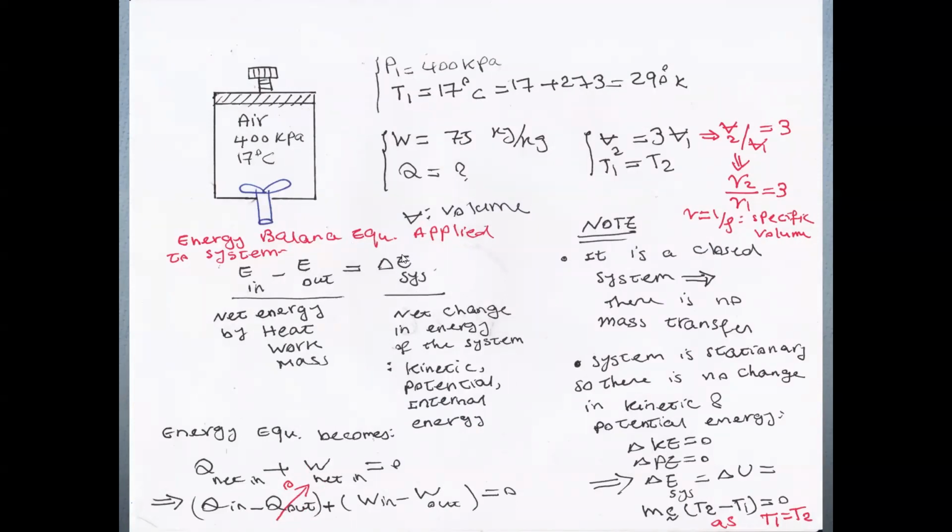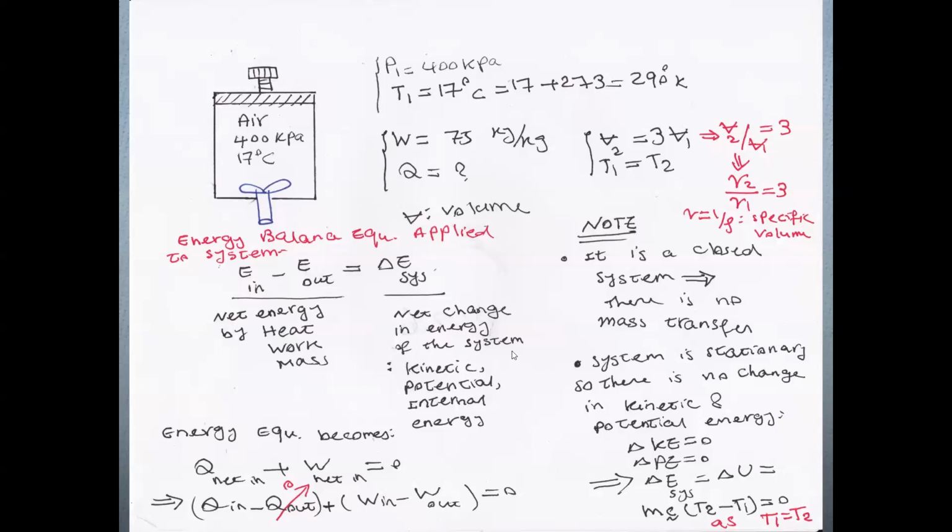See, the change in energy of the system, the piston cylinder and the fluid inside it, is the change in kinetic energy, the change in potential energy, and the change in internal energy. As Tom explained, these two are zero because the elevation of the system doesn't change and the velocity of the system doesn't change. The system is stationary. So the change in energy of the system will be limited to the change in internal energy.